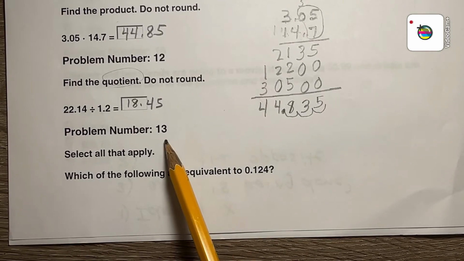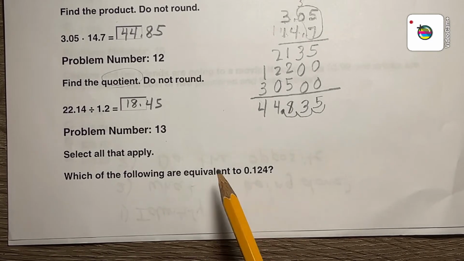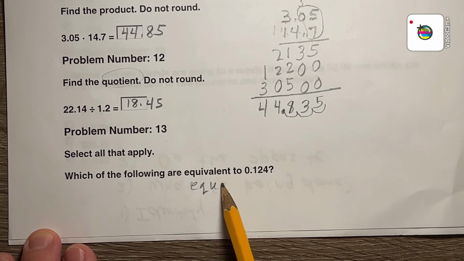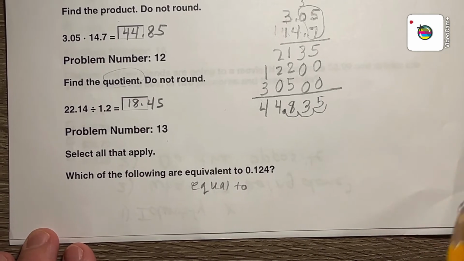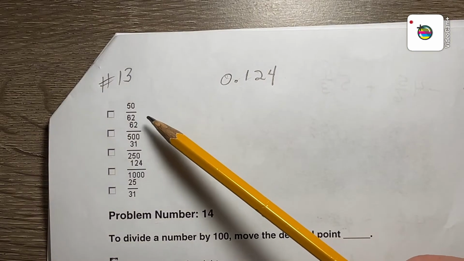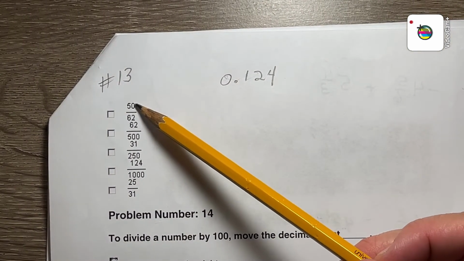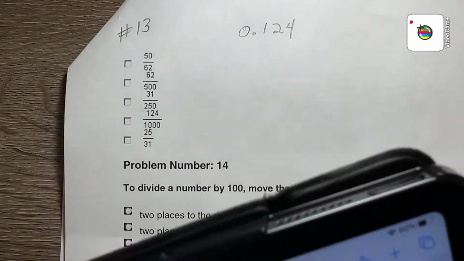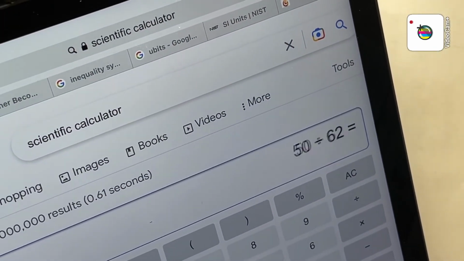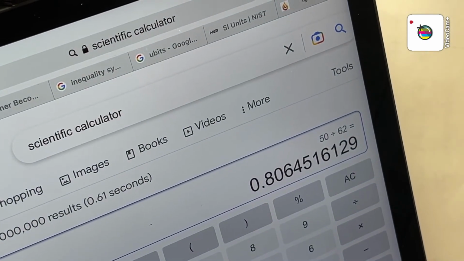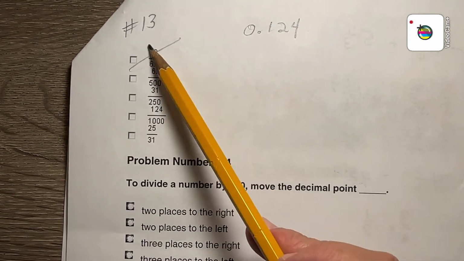All right, problem number 13. Which of the following are equivalent or equal to, that's what equivalent means, 124 thousandths. Okay, so we have to convert each fraction to a decimal. Remember, that means divide the numerator by the denominator. 50 divided by 62 is 0.8064516129. So, no, this is not equivalent.